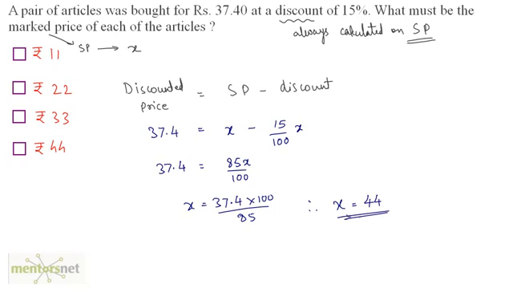Well, you might mark the answer as 44 rupees, but that's not the correct answer. See what is correctly given in the question. This is the marked price for the pair of articles. So X is 44 for a pair. So for each article, a pair means 2 articles, so divided by 2, 44 by 2, that is 22 rupees. So the marked price for each article is 22 rupees.